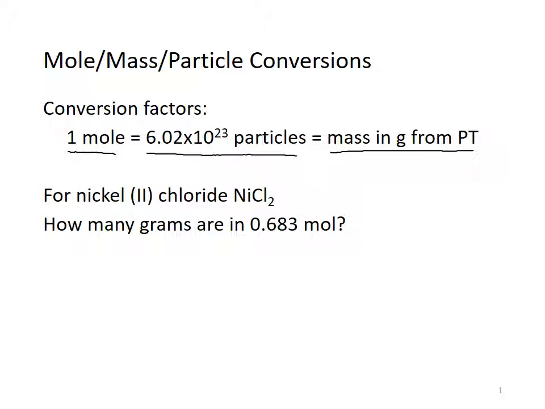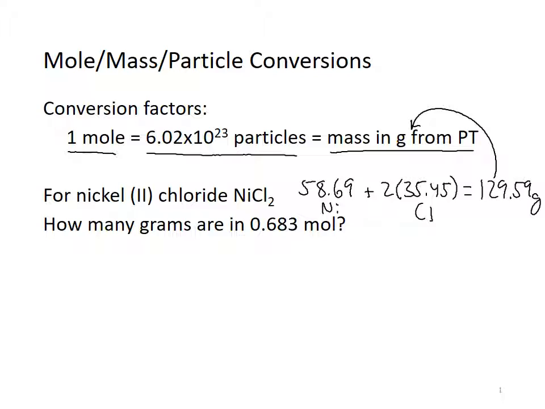If I go to the periodic table, nickel is 58.69 grams, and chlorine is 35.45 grams, and there are two of them. So when I add those up, I get 129.59 grams, which is the mass of 1 mole of nickel 2 chloride. So the number that goes here for this set of problems is going to be 129.59.